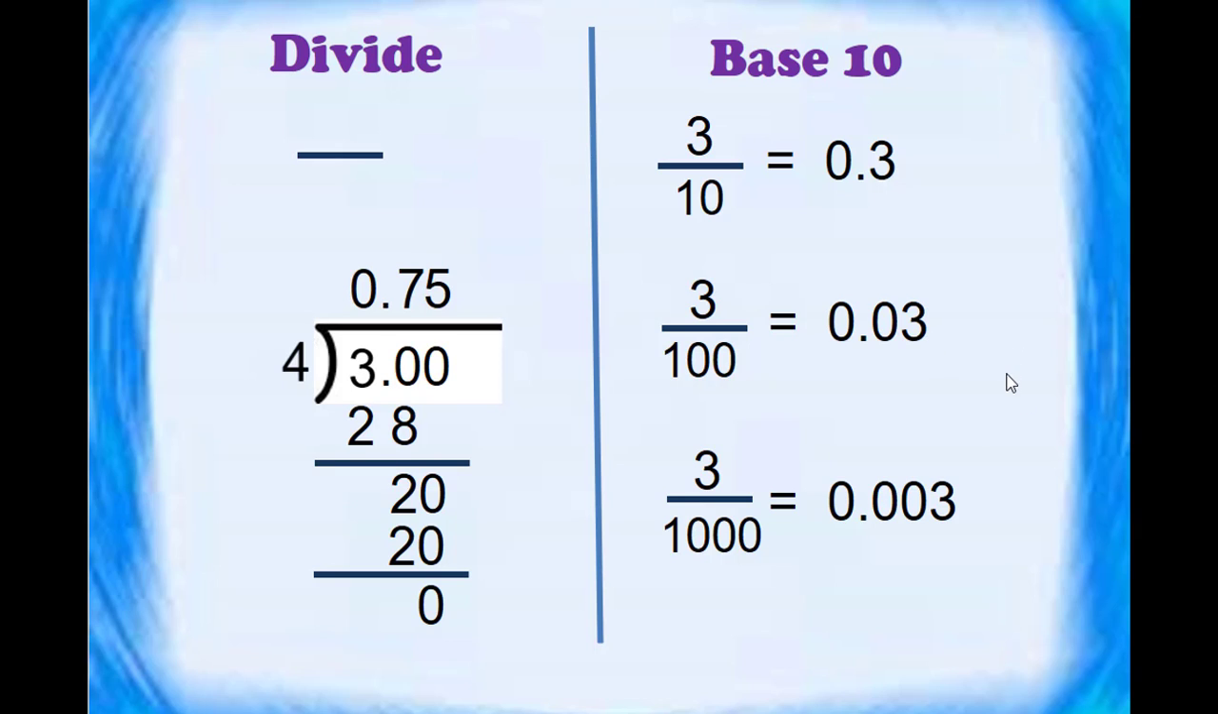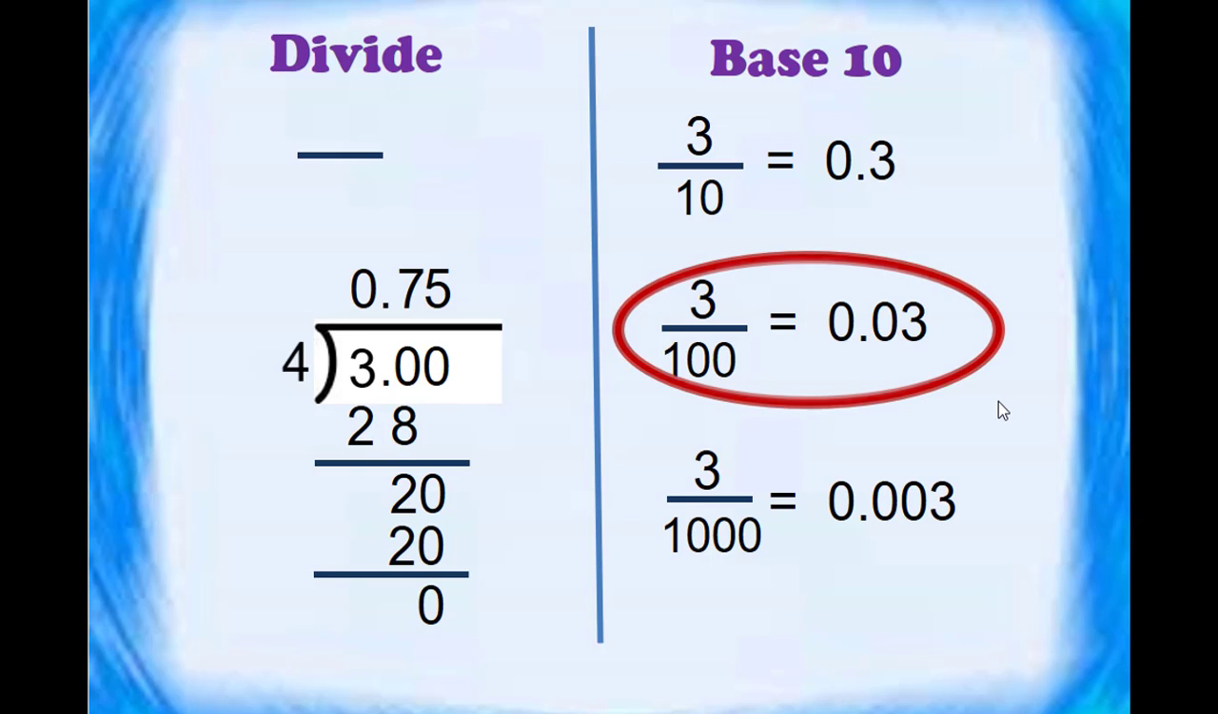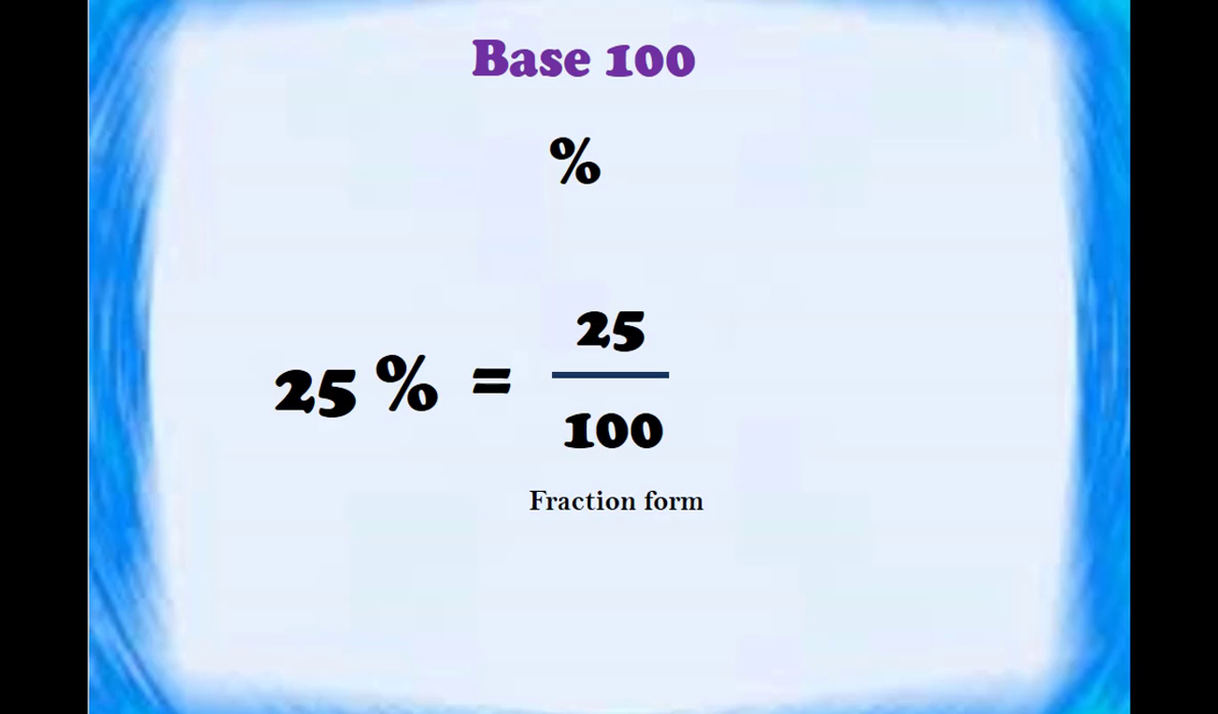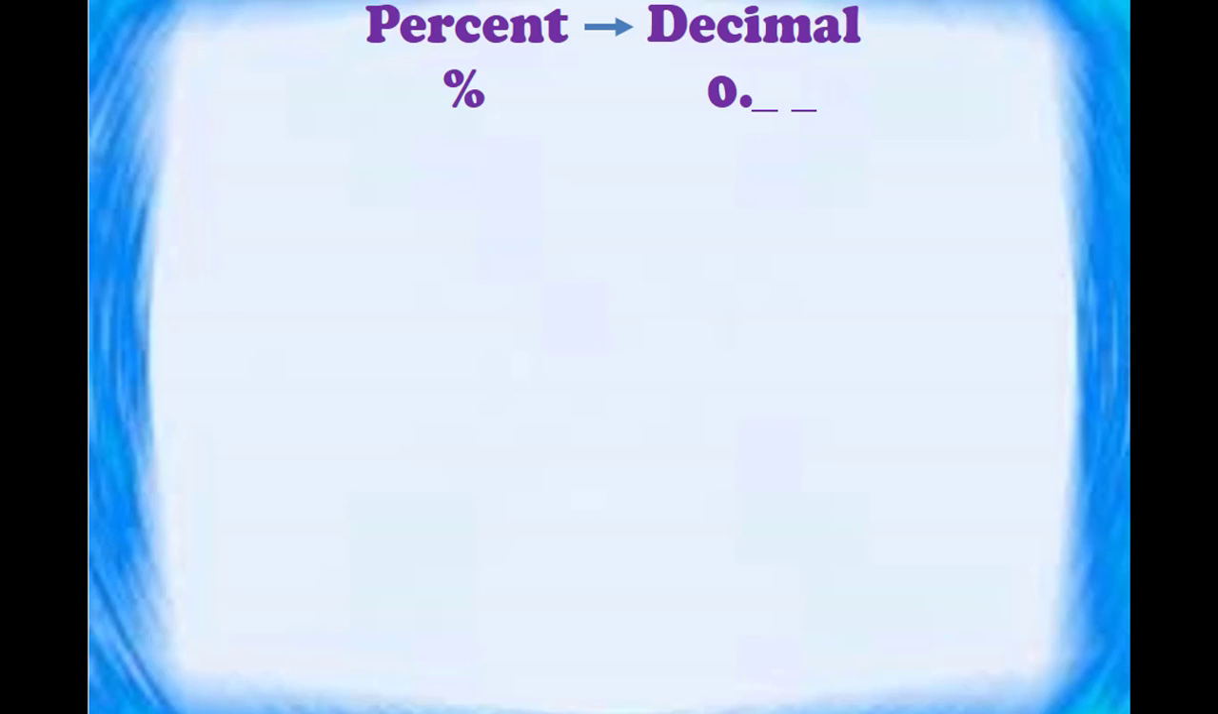And as we talk about, percent is a special fraction which has 100 as the base all the time. So we know percent also can be changed to decimal form. And here's an example. 25% will be 25 over 100 in fraction form, and in decimal form it will be 0.25. I'm going to show you an easier way to transfer percent to decimal here.